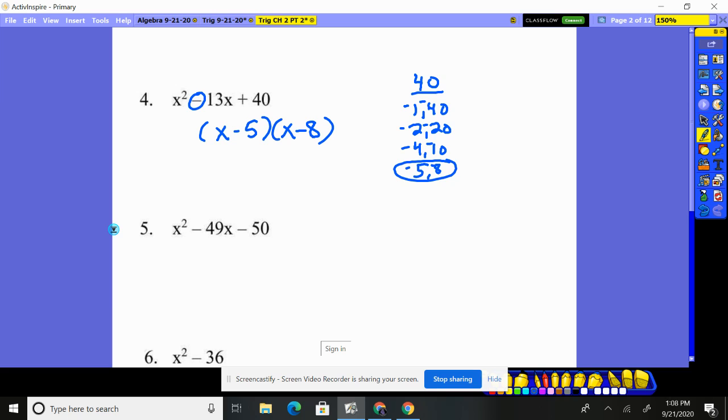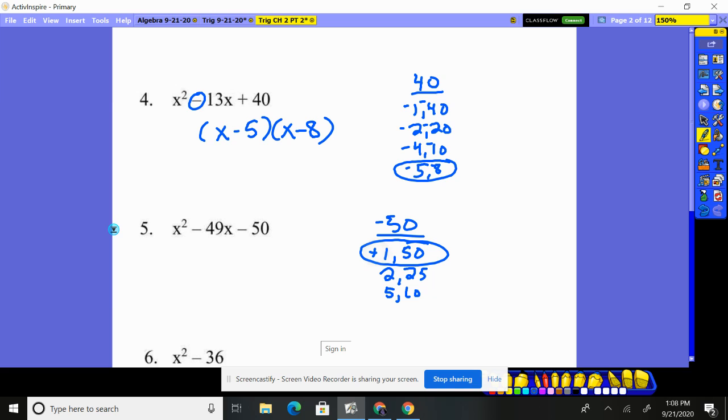Number 5, minus 50. Well, if I think the multiples of 50, 1 and 50, 2 and 25, 3 and nothing, 4 and nothing, 5 and 10, 6 and nope, that's it. Now, it's negative 50, so one of them has to be negative, and we need a difference of 49. Well, that's going to be 1 and 50.